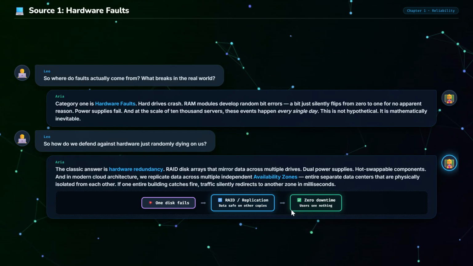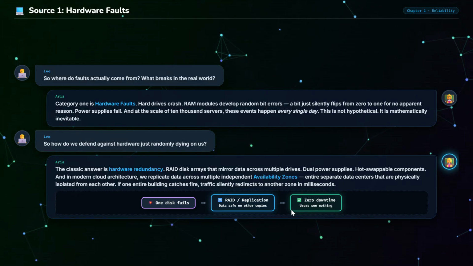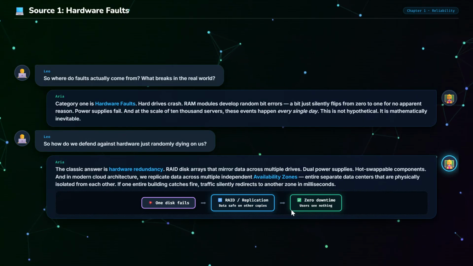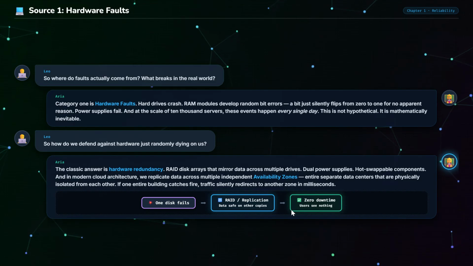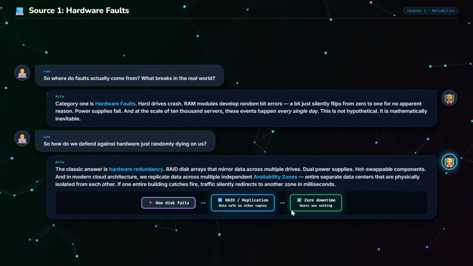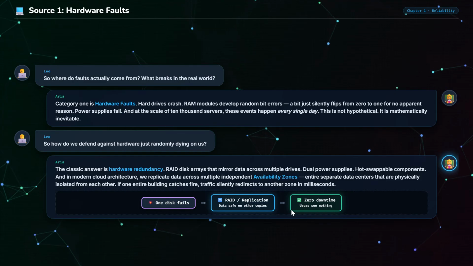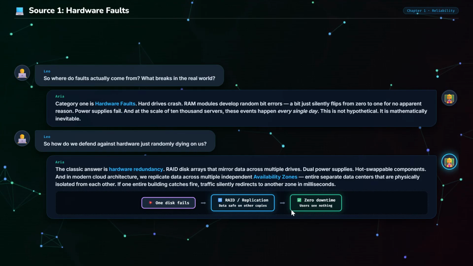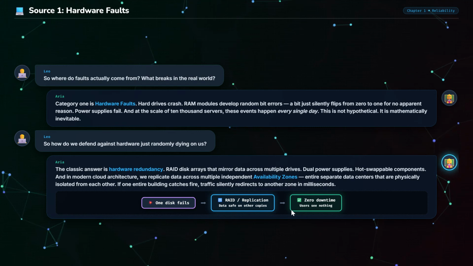which are physically separate data centers in different buildings or even different parts of the city. If one entire building loses power or catches fire, traffic silently redirects to another zone in milliseconds. Users see nothing.